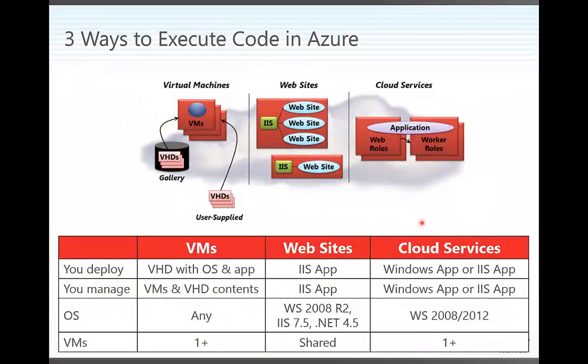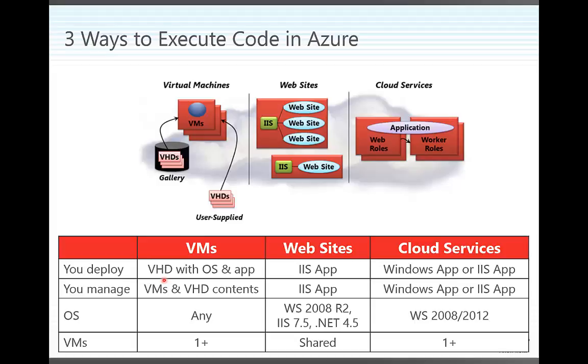Now, there are 3 ways to execute code in Windows Azure. The first way is using what's known as Windows Azure Virtual Machines. When you are using the Windows Azure Virtual Machine mechanism, basically what you do is, at your machine sitting at your desktop, you go and create a virtual hard drive image. On that virtual hard drive image, you can install whatever operating system you want. So if you want Windows, that works fine. If you want Linux or some other OS, that's all fine.